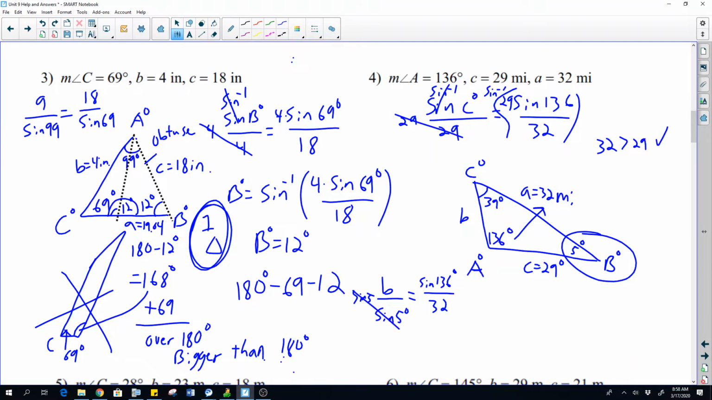Whoa, Newbold, what are you doing? Sorry, just getting carried away. Side over sine of an angle equals side, which in this case was 32, over sine 136. Did you catch me? Good. And now we're going to multiply sine 5 over to the other side. That looks better. You never usually have two sines together like that.